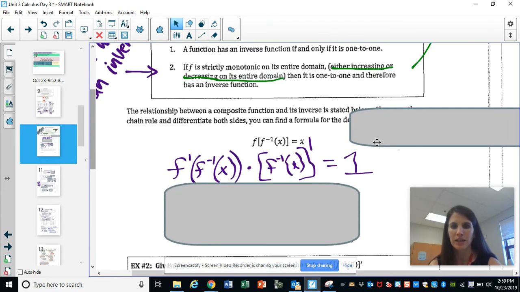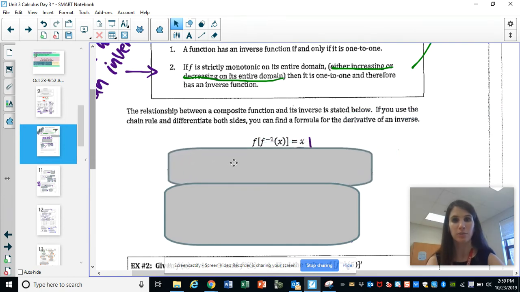Okay, but let's move on. Whoops, don't look at that. You should not be seeing that yet. All right. So here below, you'll see we have the relationship between a composite function and its inverse. So f of f inverse. So it's the composition of the functions, right? We're going to use the chain rule to differentiate this so that we can find the derivative of an inverse function.